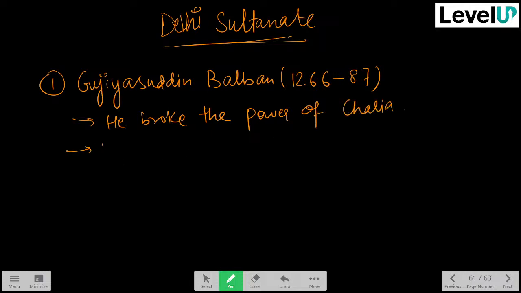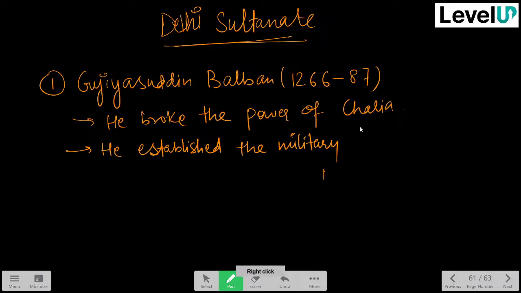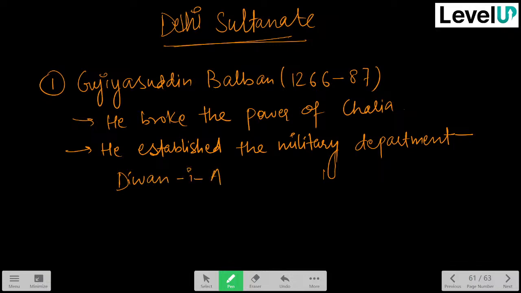Next, he established the military department. The name of this department is Diwan-e-Arj. Diwan-e-Arj.